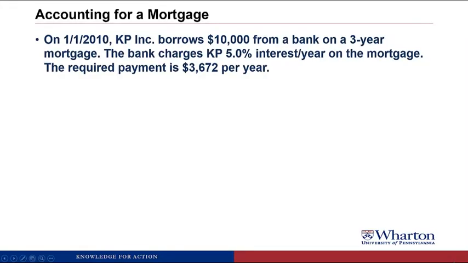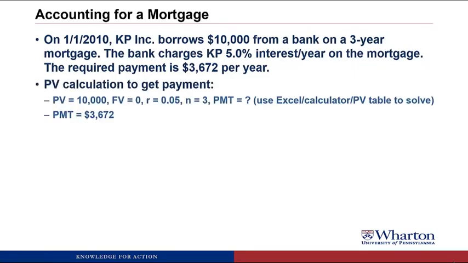So here's where we get the payment number. It's a present value calculation, and specifically it's a present value of an annuity, but in this case we actually know the present value. What's missing is the payment, because we know the present value is $10,000. That's how much we're getting now. There's no future value. There's no money that's going to change hands at the end. It's an annual payment, so we use the annual interest rate of 5% for the rate. 3 years, and it's 3. We don't know the payment. We can use Excel or a calculator or a PV table to try to solve it. The payment comes up to be $3672.